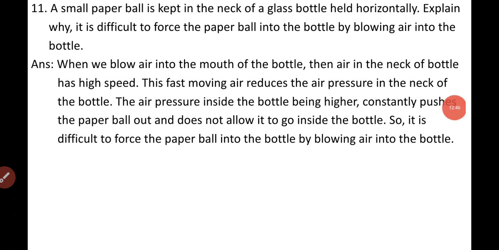So here is the answer. When we blow air into the mouth of the bottle, then air in the neck of the bottle has high speed, and this fast moving air reduces the air pressure in the neck of the bottle. The air pressure inside the bottle being higher constantly pushes the paper ball out and does not allow it to go inside the bottle. So it is difficult to force the paper ball into the bottle by blowing air into the bottle.